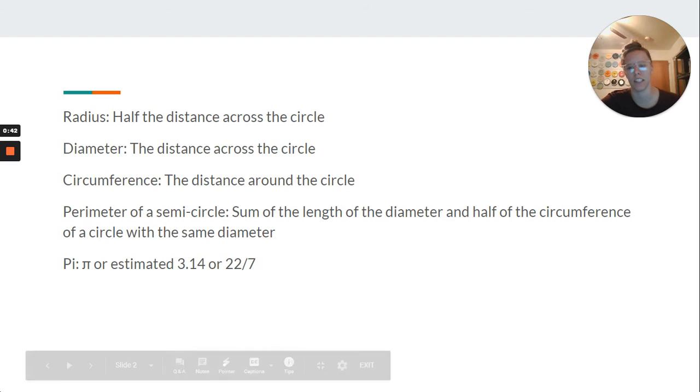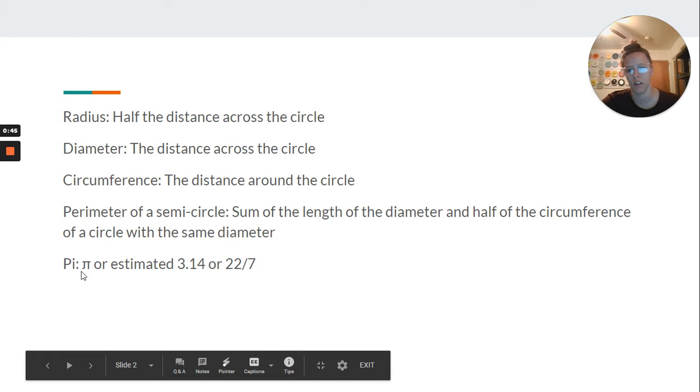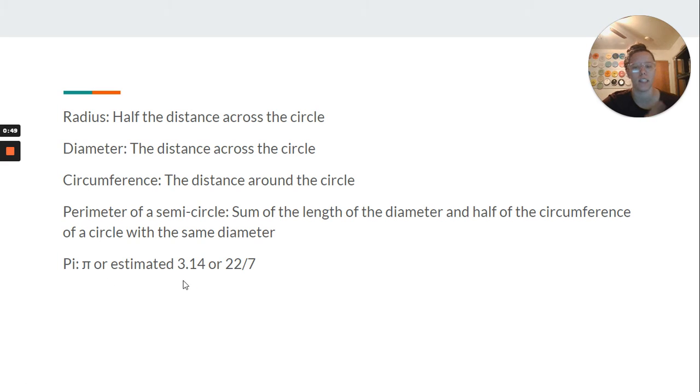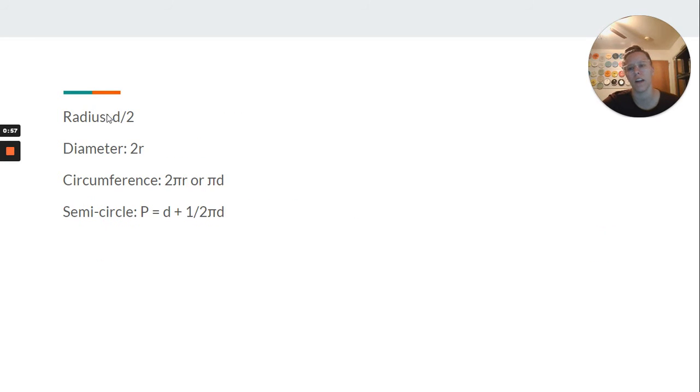Pi, which looks like this little symbol right here, can be used like that in your calculator. Otherwise, it's estimated at 3.14 or 22 divided by 7. It's famous for being a never-ending number. So, how do we find all these?